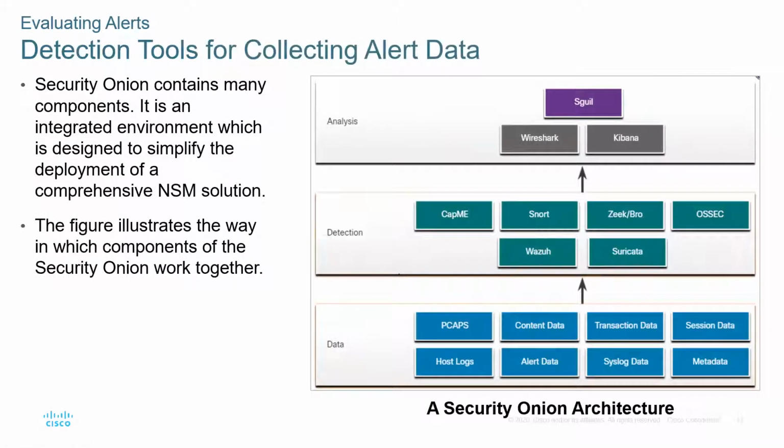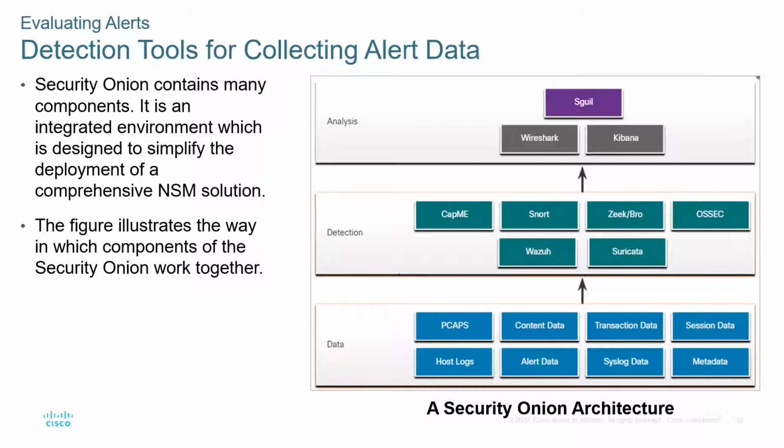So for the detection and collecting of alert data, Security Onion contains a lot of different components to pull that in. It's an integrated environment designed to simplify the deployment of a comprehensive NSM solution. So this figure is going to be the main part of what is all in a Security Onion architecture. You can see at the bottom, it's going to collect various types of data from PCAPs to content data, syslog data, everything that we've generated and talked about in the last couple modules.